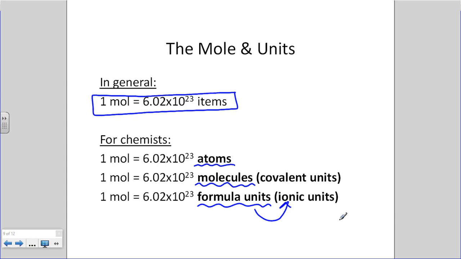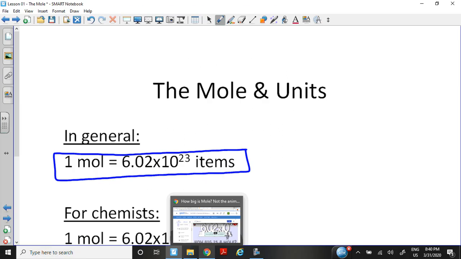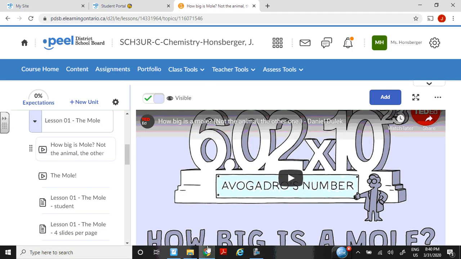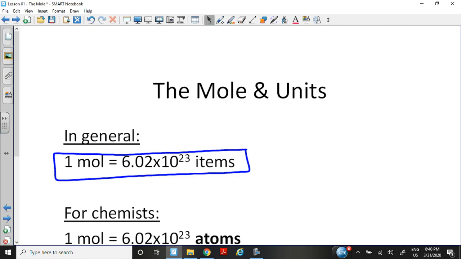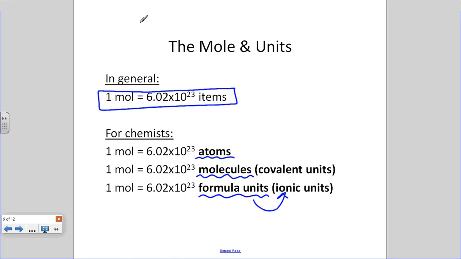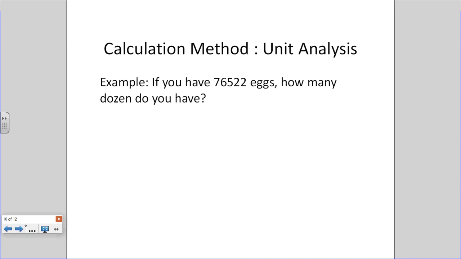So at this point, what I want you to do is pause the video, and I've got a good clip in our D2L folder. I'll show you where it is. It looks like this one. How big is a mole? It's going to be under lesson 1. Pause our video, go in and watch this one, and then once you've watched that, come back to our lesson and we'll move on and do some more work with the mole and have your calculator out and handy.